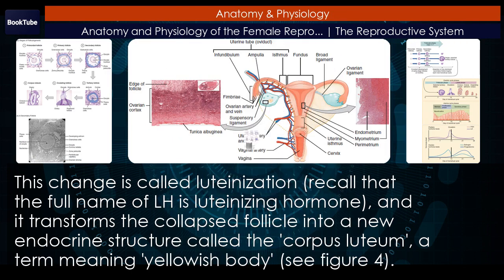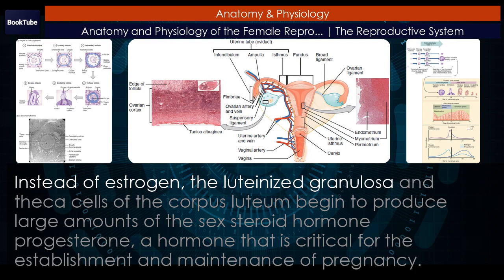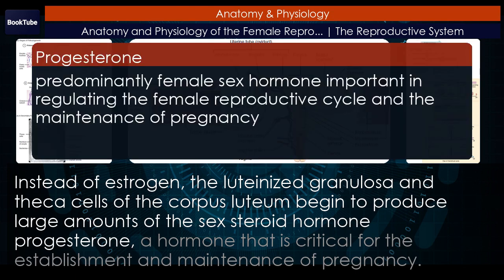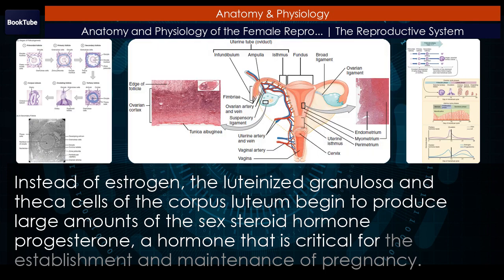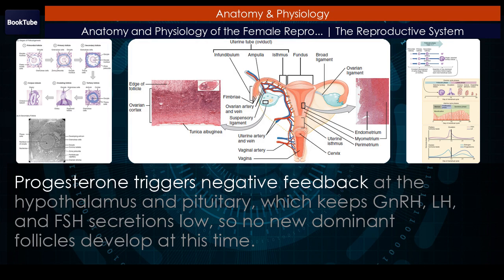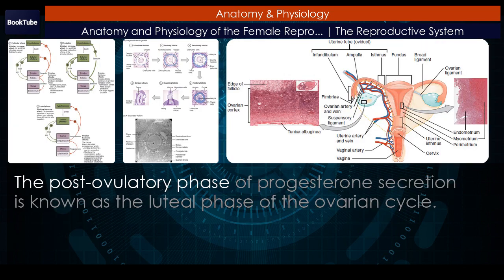See Figure 4. Instead of estrogen, the luteinized granulosa and theca cells of the corpus luteum begin to produce large amounts of the sex steroid hormone progesterone, a hormone that is critical for the establishment and maintenance of pregnancy. Progesterone triggers negative feedback at the hypothalamus and pituitary, which keeps GnRH, LH, and FSH secretions low, so no new dominant follicles develop at this time. The post-ovulatory phase of progesterone secretion is known as the luteal phase of the ovarian cycle.